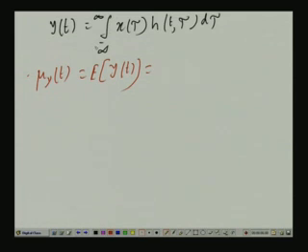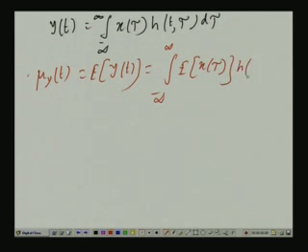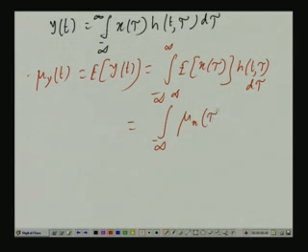Only thing is, here you have a continuous sum in the form of an integral, but still the linearity property of the E operator prevails. So that means you can push E inside the integral, and h is not random. So E will work only on x. That is, integral of mu_x(tau) h(t, tau) d tau, and that is the same as L working on this function.